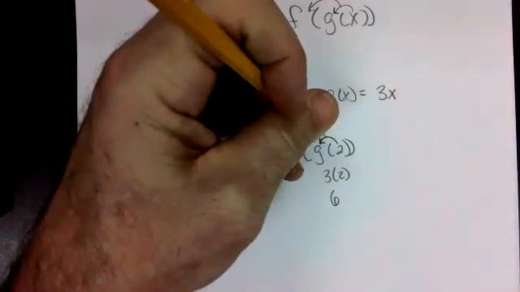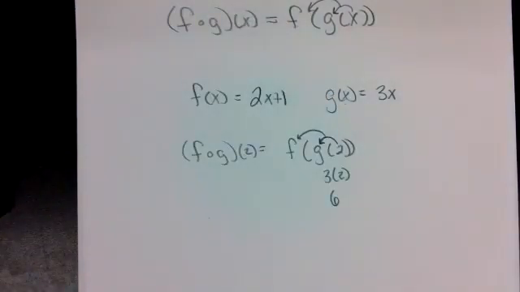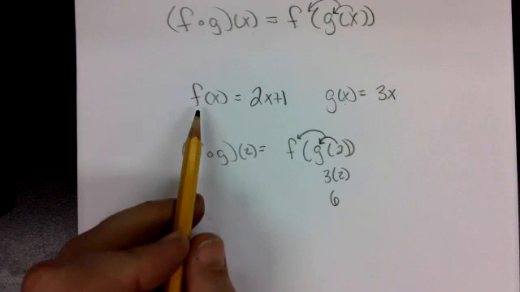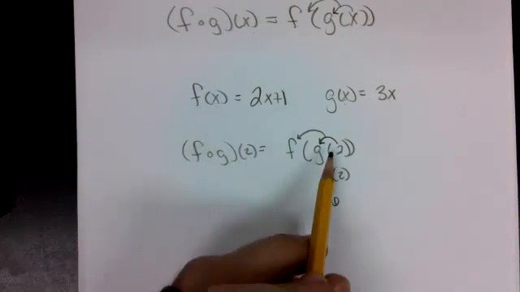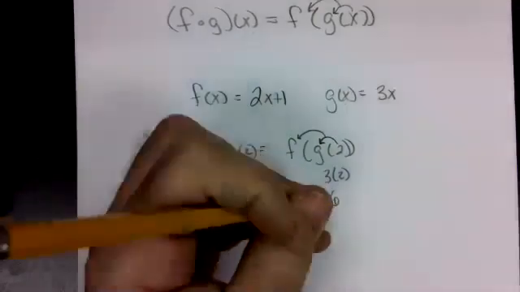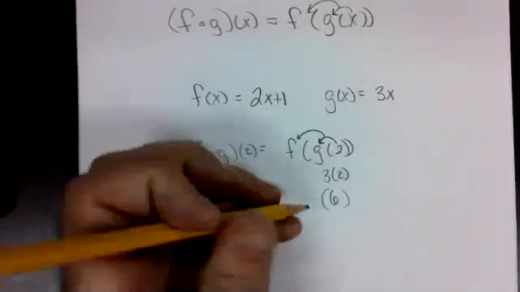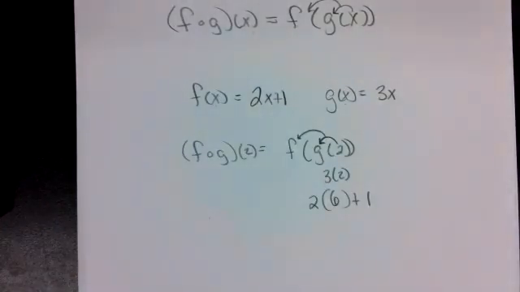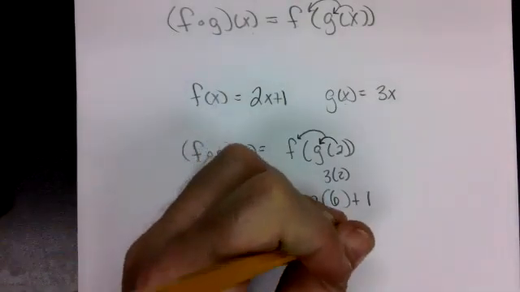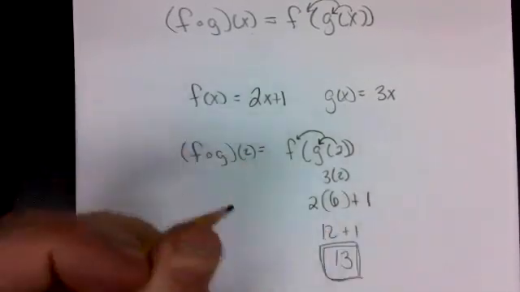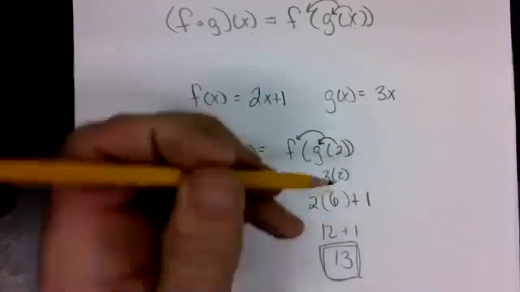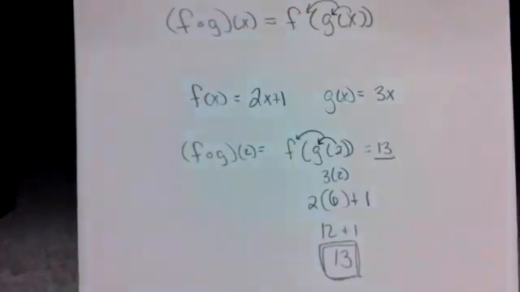So then that answer, the 6, is what we plug into the f function. So we're finding the f of 6. So the g of 2 is 6. So then we're going to plug that 6 into our f function. So 2 times 6 is 12. 12 plus 1 would be 13. So the f of g of 2 is 13.